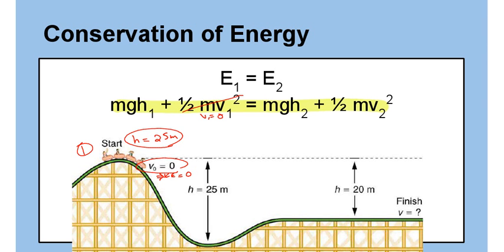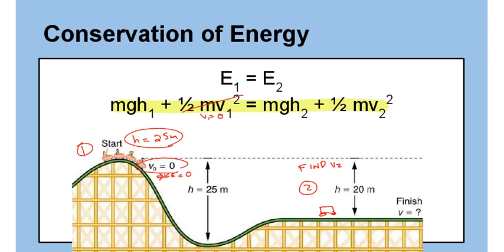Let's find, eventually the cart makes its way over here. We'll call that point 2. Okay? I'd like to know, let's say, the velocity at that point. So we're going to find V2. We notice that the height there is, we've dropped 20 meters. So I'm still 5 meters off of the ground.